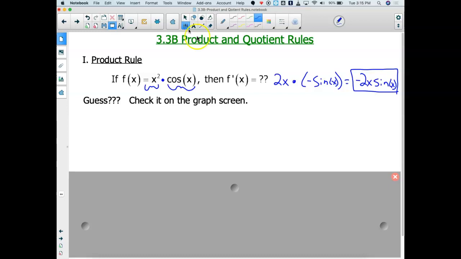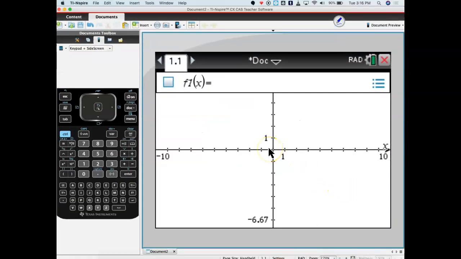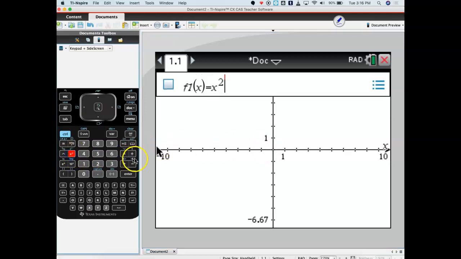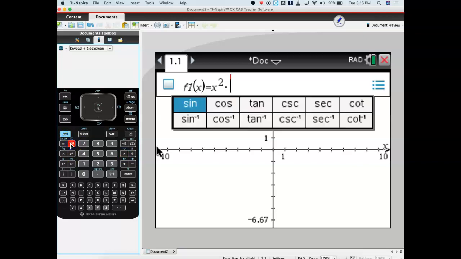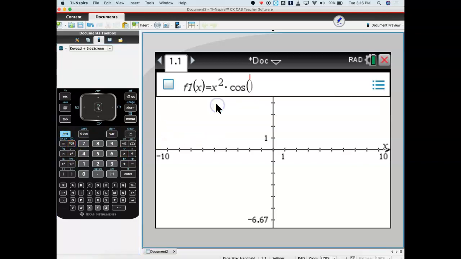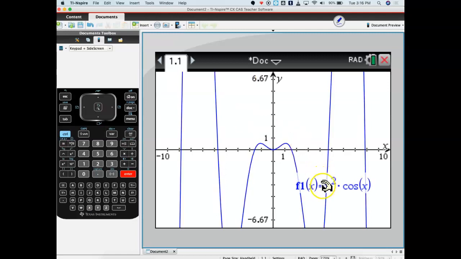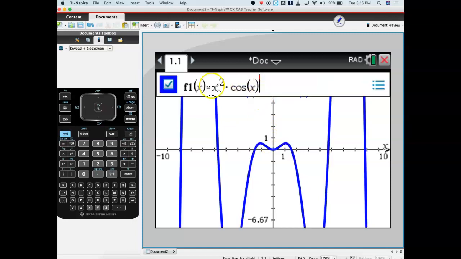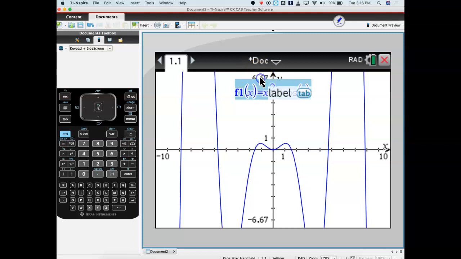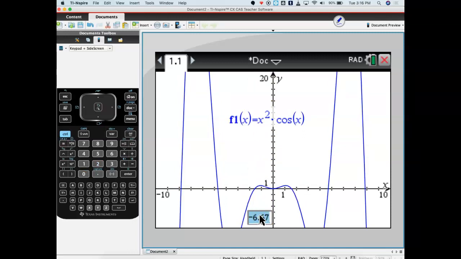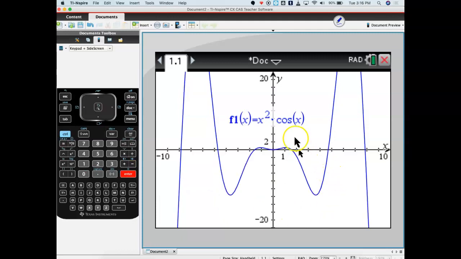This is a really wonky, cool graph. I'm going to graph the original function, x squared times cosine x, and we get this really crazy graph. The blue one is my function. I want to come up here. I'm going to take that up to 20 just because it's such an impressively cool graph. We're going to make our windows a little bit bigger.